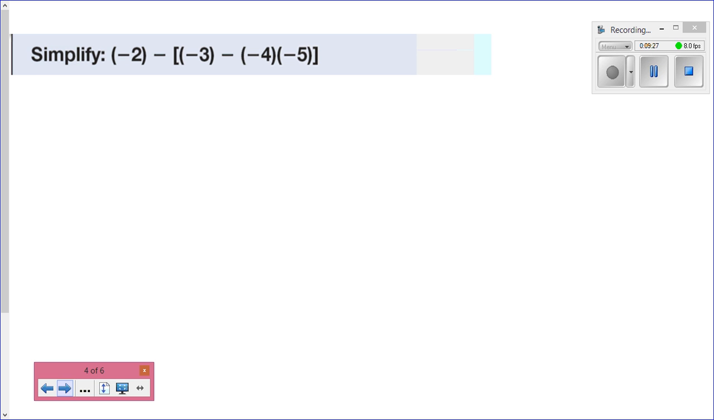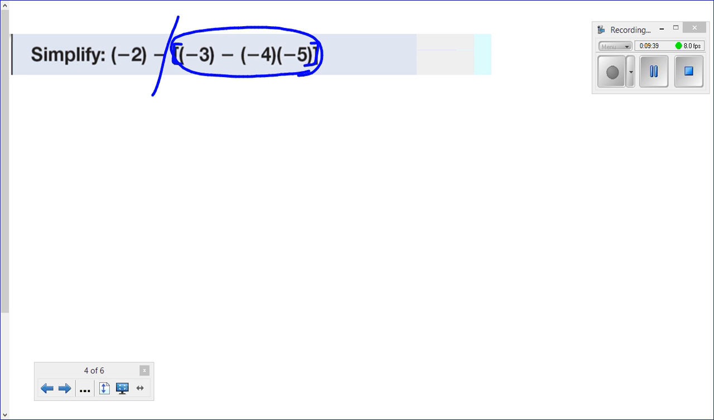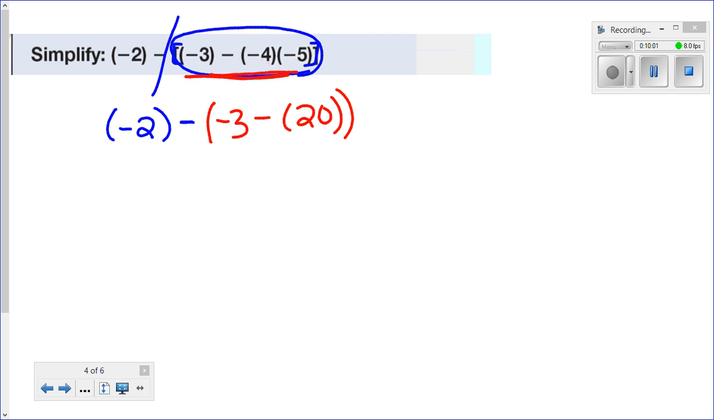Simplifying the next one will bring you to separating terms. Notice that these are braces. Those are symbols of inclusion. So that whole thing right there is one term. So we're going to separate it from that -2 out in front. So we will rewrite our -2 and we'll rewrite our subtraction. And then we're going to simplify in here. Okay, so we have a -3, -4, and a -5 make a positive 20. So there is your first step.